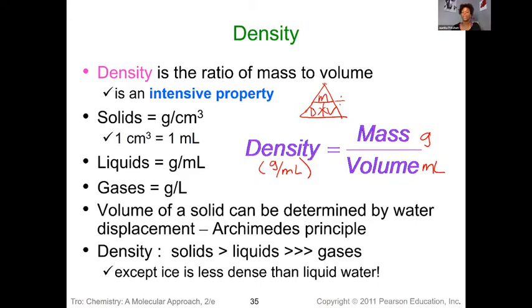So for instance, if I'm solving for density, if you cover that up like so, you get mass divided by volume as your equation. If you're solving for mass, we cover that up. What you're left with is density times volume.